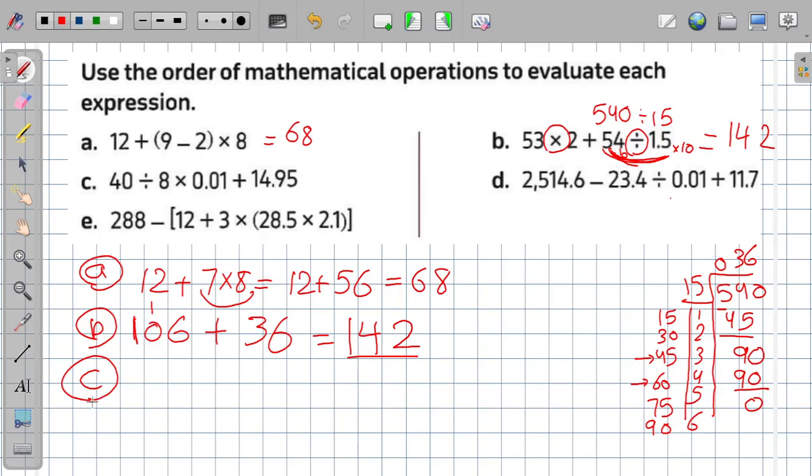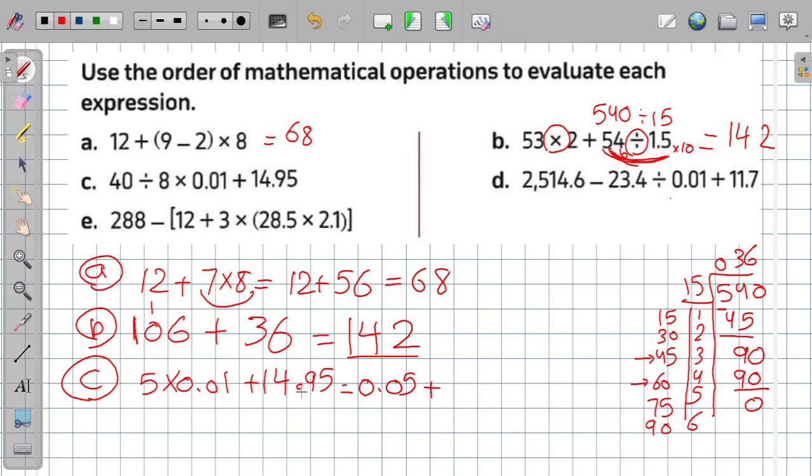Next, I have 40 divided by 8 times 0.01 plus 14.95. So what can I do? I have division operation, multiplication operation, and addition operation. So first I will do the division operation from left to right. So I have 40 divided by 8. 40 divided by 8 equals 5, and 5 is multiplied by 0.01. And after that I will add 14.95. So 5 times 0.01 is 0.05. Okay, because I will move the decimal point 2 places to the left, so it will be 5 hundredths.